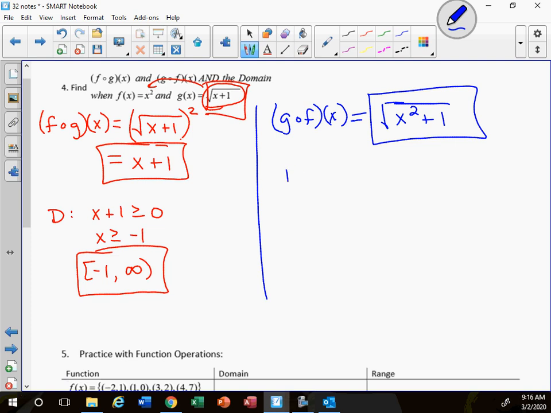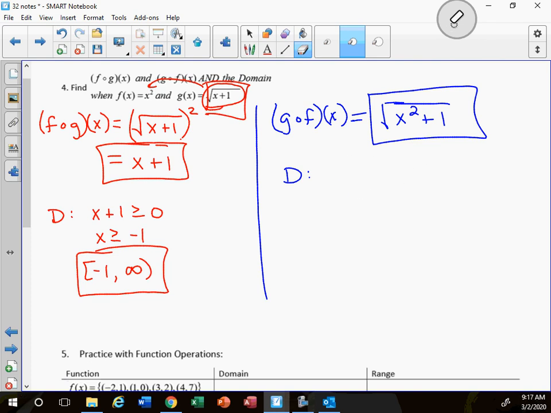Now we have to think about domain. Okay, so which one do I look at initially? F of x. It was x squared. Is there anything I need to worry about there? No, okay. My answer has a square root in it. Okay, so what do we worry about with square roots? Yeah, because we can't take the square root of a negative number, right? So you can try to do this algebraically and set it up x squared plus 1 has to be greater than or equal to 0. Or let's just think about it a little.